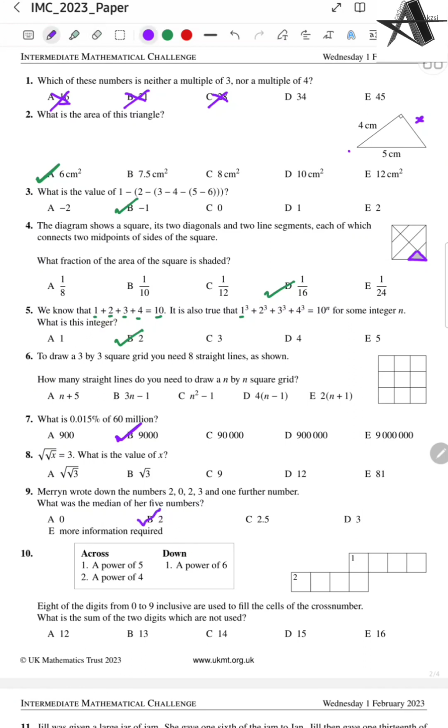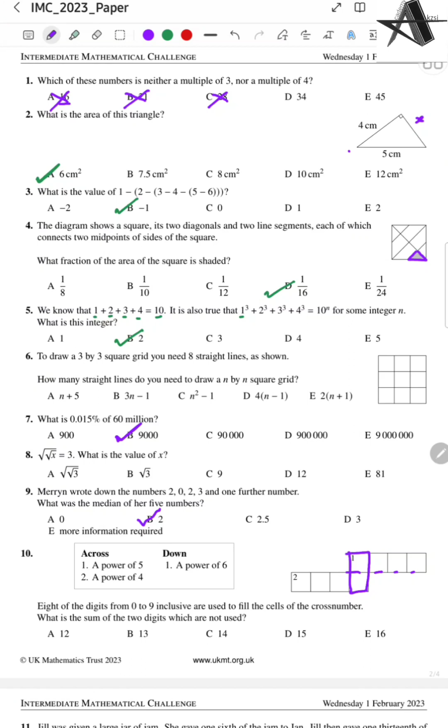Now question number 10. This is a crossword-style puzzle given here, and you have to fill in the values. It says across, a power of 5. That means here you have to write a 4-digit power of 5. And a power of 6 downwards.